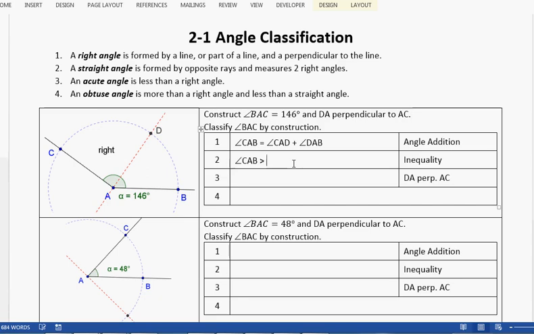CAD happens to be a right angle, so since it's special, that's the reason why we're going to include it in our statement. We need to say something about CAD, in particular that angle CAD is a right angle. This is because of the whole perpendicular line bit. And that means that since angle CAB is more than a right angle, angle CAB is obtuse.